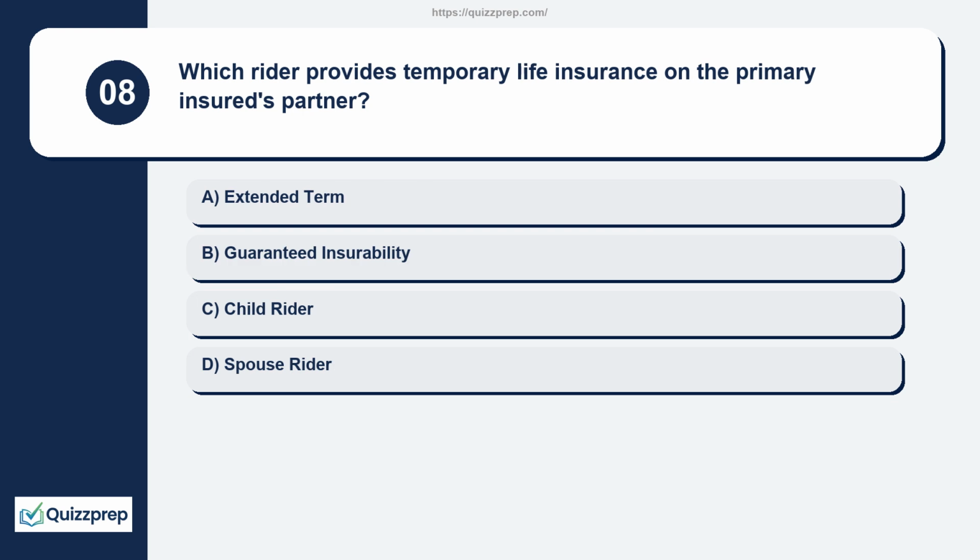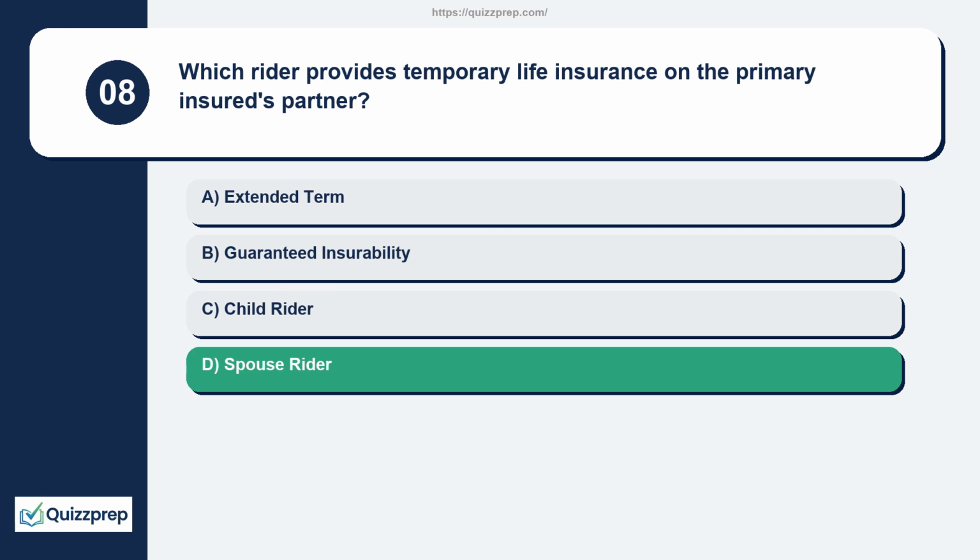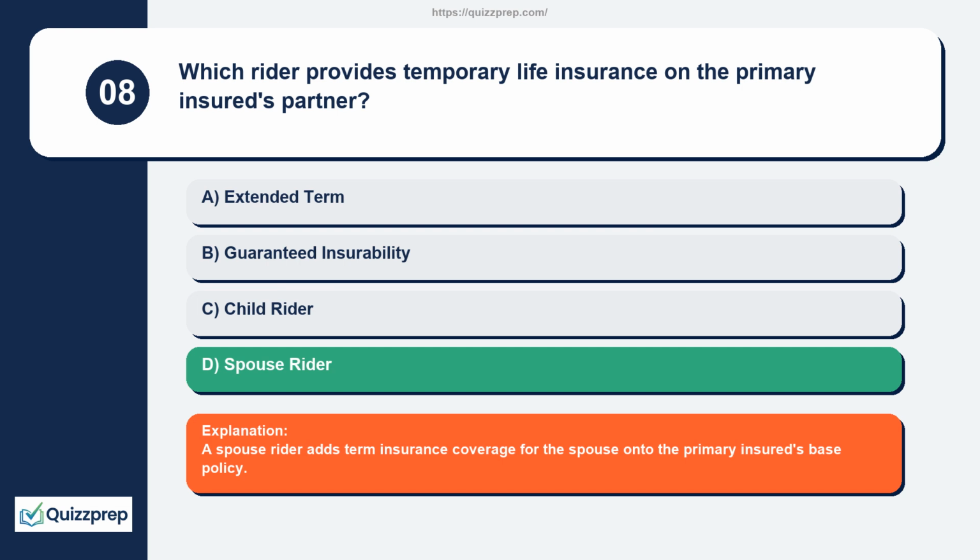Question 8. Which rider provides temporary life insurance on the primary insured's partner? Extended term, guaranteed insurability, child rider, spouse rider. A spouse rider adds term insurance coverage for the spouse onto the primary insured's base policy.